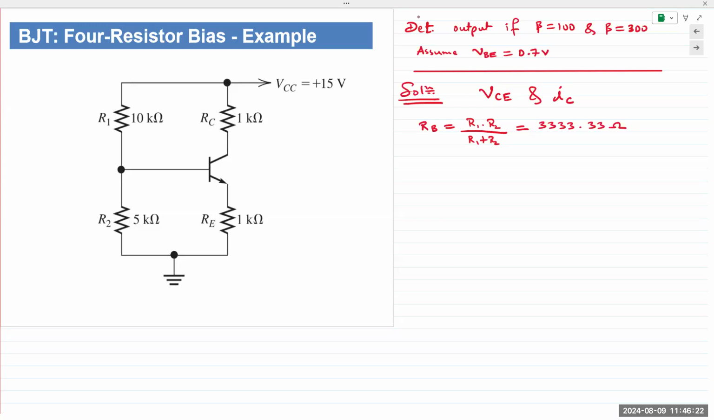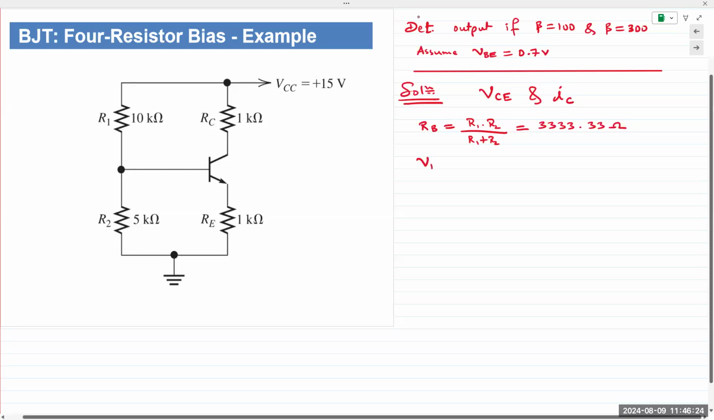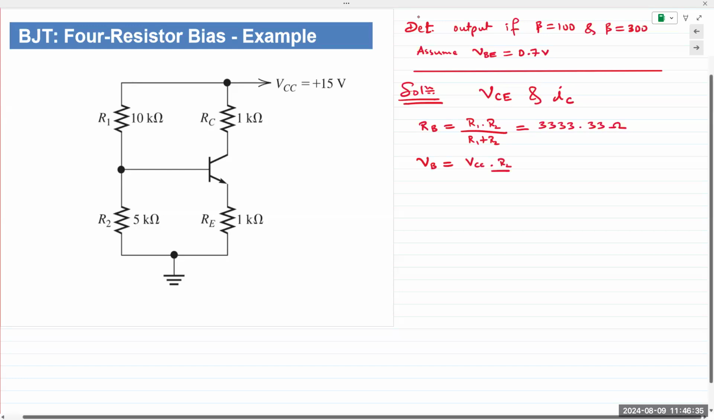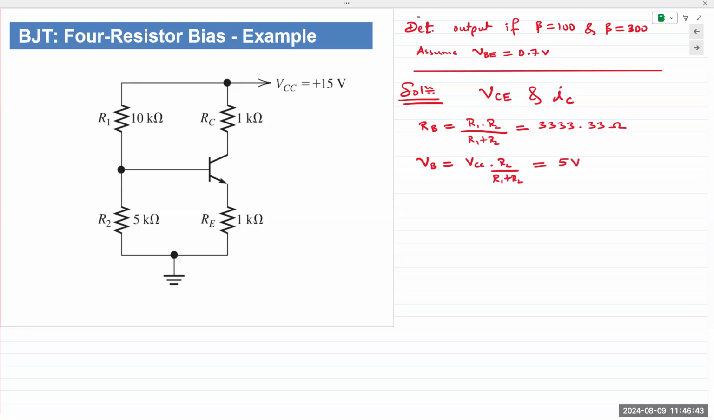Okay, and then VB, of course, from the voltage division, I have VCC is 15 volts times 5 kilo ohms. So let me just write down the equation. VCC times R2 over R1 plus R2. Plug in the values. And this is straightforward, obtain 5 volts.